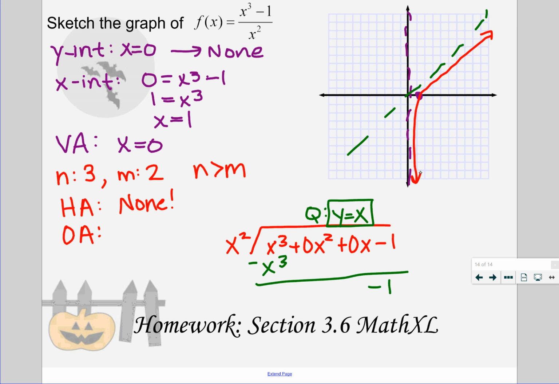Let's see. X cubed minus 1 divided by x squared. And the other one, yep, looks like that if you graph it. So those two parts in red are what you're seeing in the graphing calculator when you look at that picture. That's it. That is graphing rational functions, all the pieces and parts.